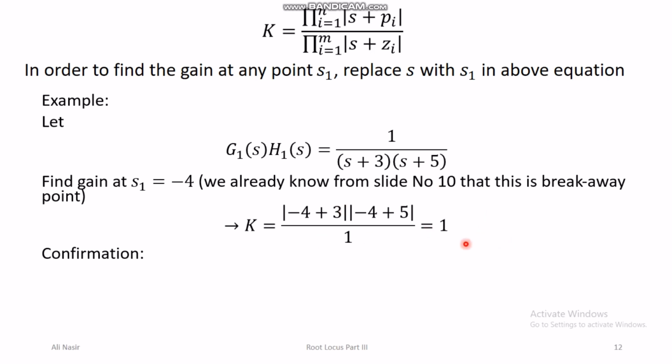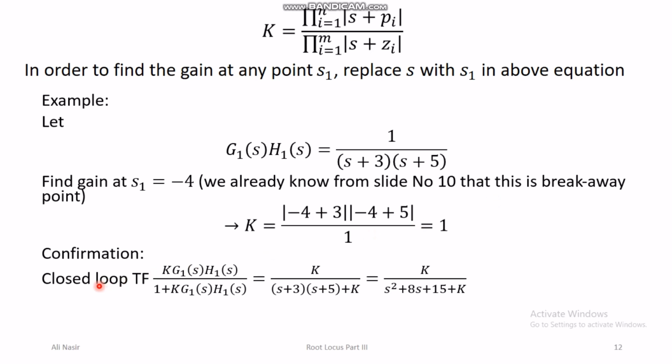How can we cross verify this result? We can calculate the closed loop transfer function. This is the open loop transfer function, and we can calculate the closed loop transfer function by including the gain of the root locus.